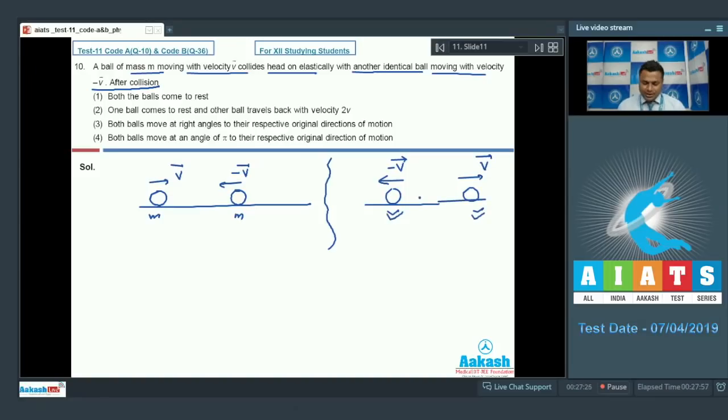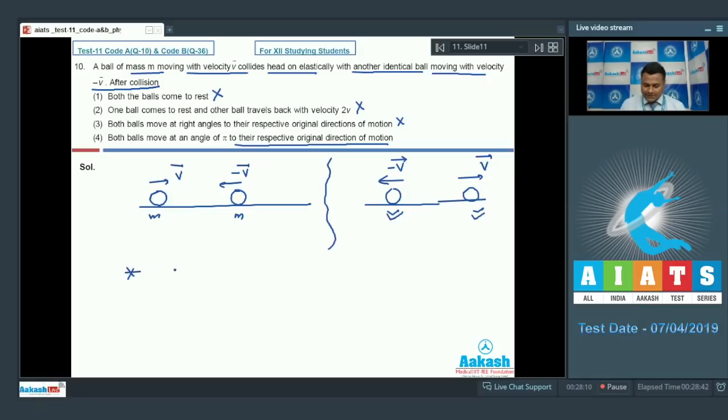Let us read the options. Both balls come to rest. Wrong. One ball comes to rest, other ball travels back with velocity 2v. Incorrect. Both balls move at right angles to their respective original direction of motion. No. Absolutely wrong. Both balls move at an angle of pi to their respective original direction of motion. Definitely. They have changed their direction by 180 degrees. They just have reversed their direction.